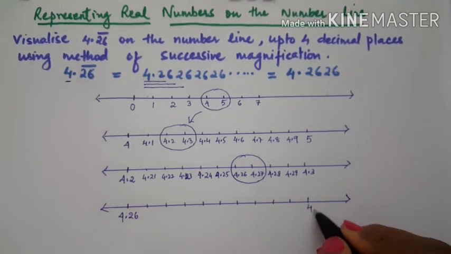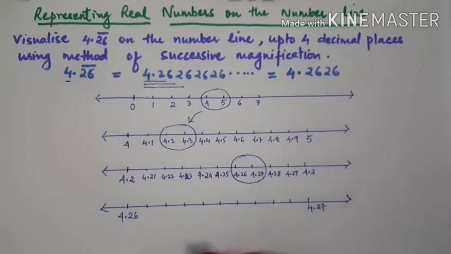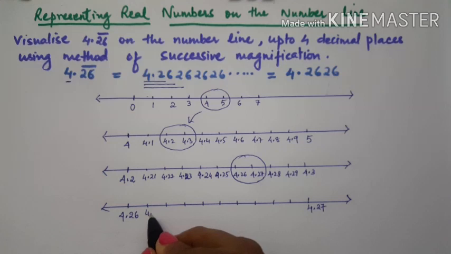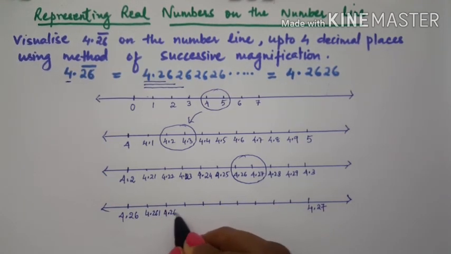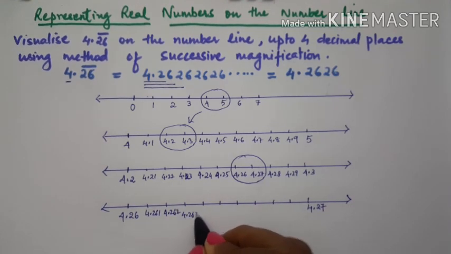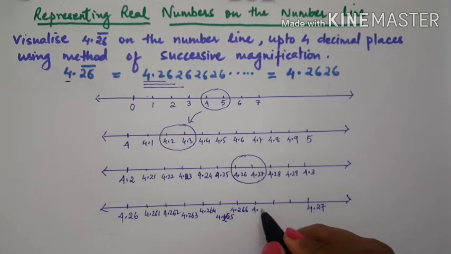And marking the 10th point as 4.27. Now mark the numbers after 4.26 as 4.261, 4.262, 4.263 and so on.